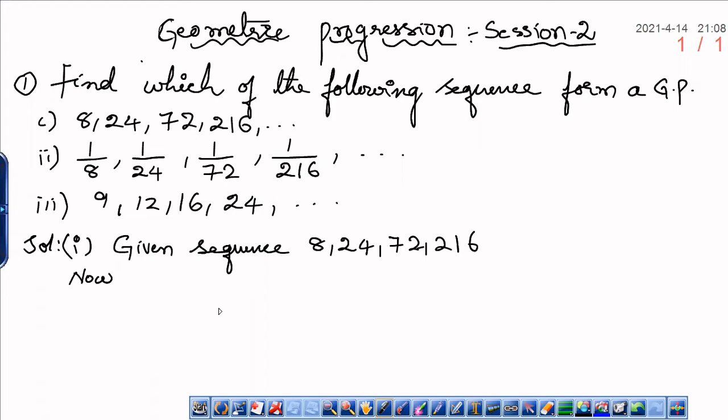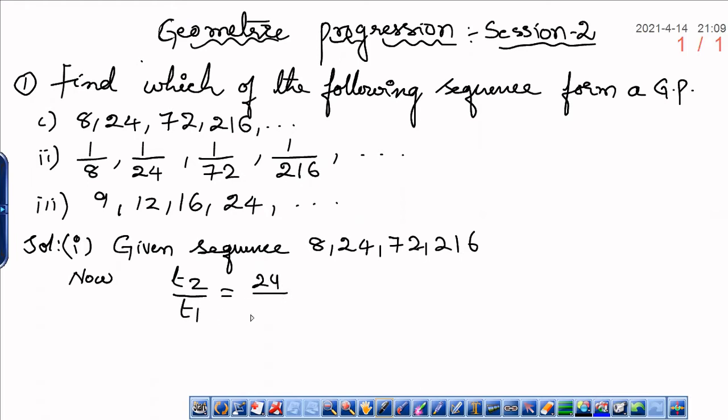To show that the given sequence is in GP, you need to find the ratio between two consecutive terms, right? If the ratios are equal, then we can say that the given sequence is in GP. Why? Because the common ratio is the same. So let us find the ratio between the two consecutive terms.